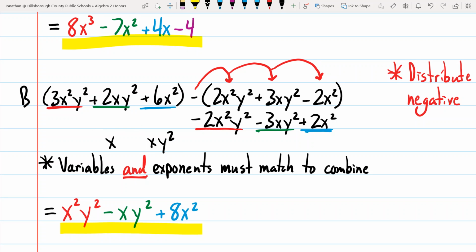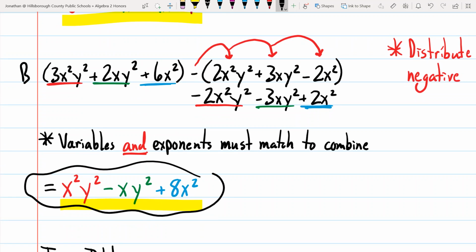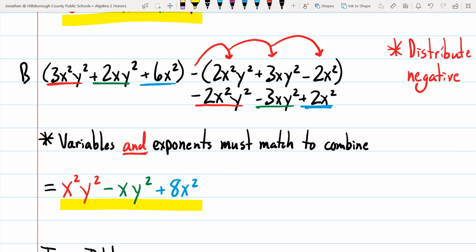Oops, that's supposed to be erasing. There we go. And then 6x squared, 2x squared gets me 8x squared. When you have a lot of variables like this, the order doesn't matter as much. Usually I just pick a variable and go with it, but order doesn't matter too much. Just make sure you're combining correctly and getting the terms correct.